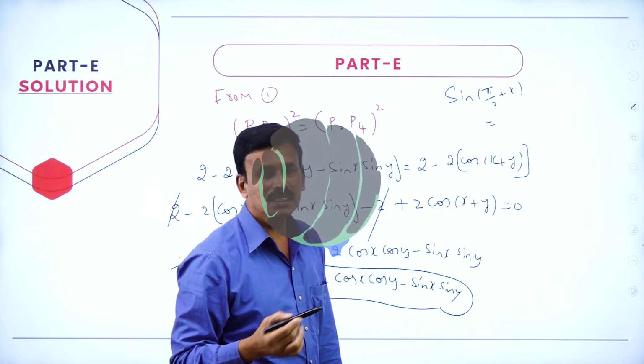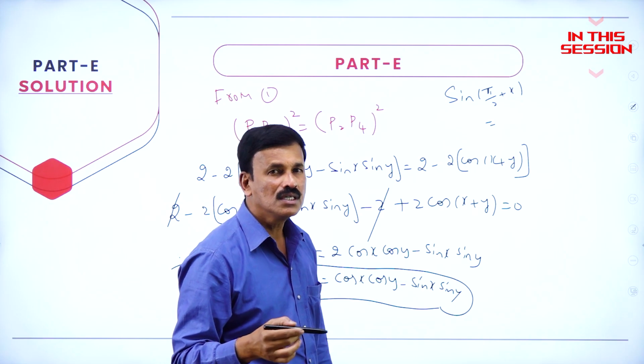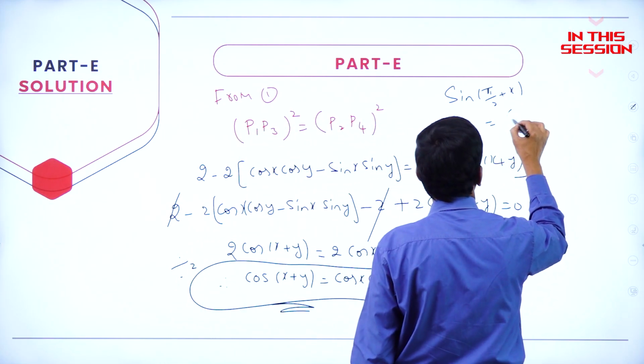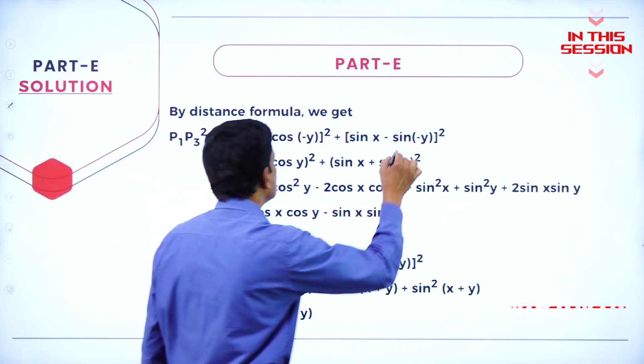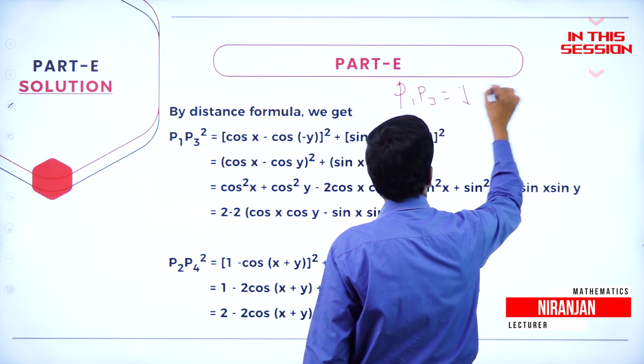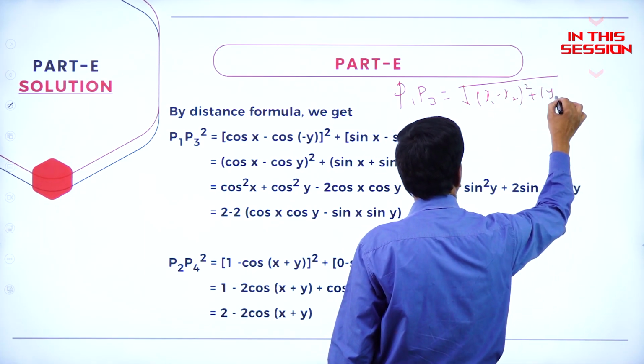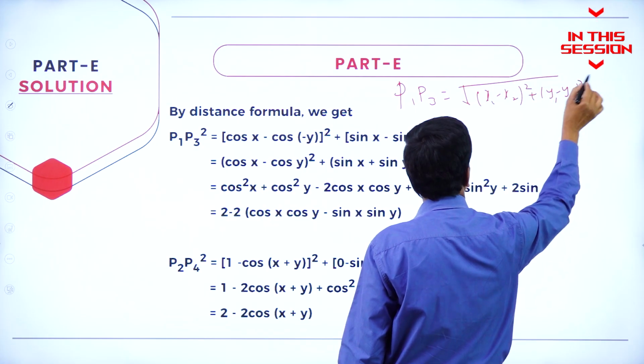Pi by 2 plus 90 plus theta. 90 plus theta comes in the second quadrant. In the second quadrant, sine is positive. Sine of 90 plus theta is equal to cos theta. What is the distance formula? P1P3 is equal to the root of x1 minus x2 whole square plus y1 minus y2 whole square.